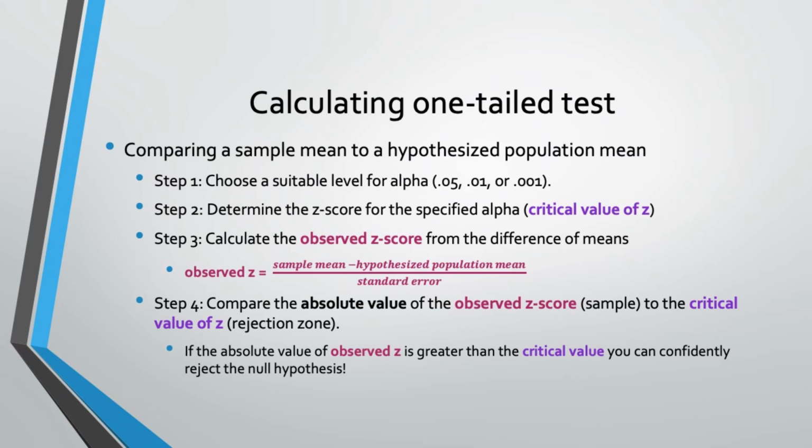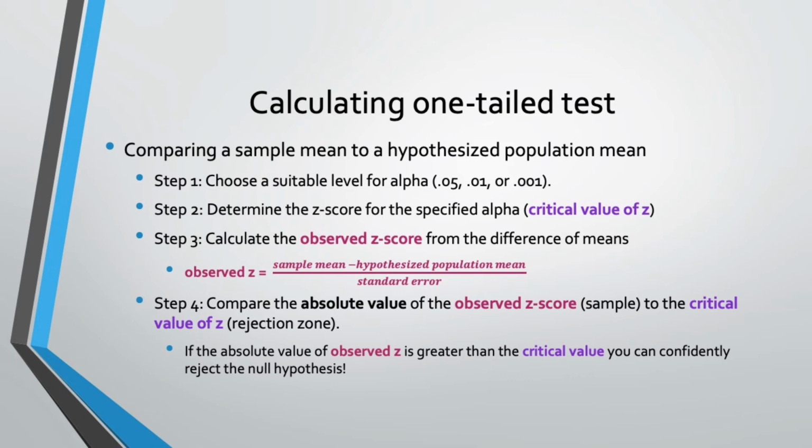We refer to this as a critical value of z. Step 3, we calculate the observed z from the differences of the means. So observed z is simply your sample mean minus the hypothesized population mean, and then we divide that by the standard error. And then step 4, we compare the absolute value of our observed z-score to the critical value of z, which is the threshold for our rejection zone. And if the absolute value of our observed z is greater than the critical value, then you can confidently reject the null hypothesis. So that all probably sounds very terrifying.